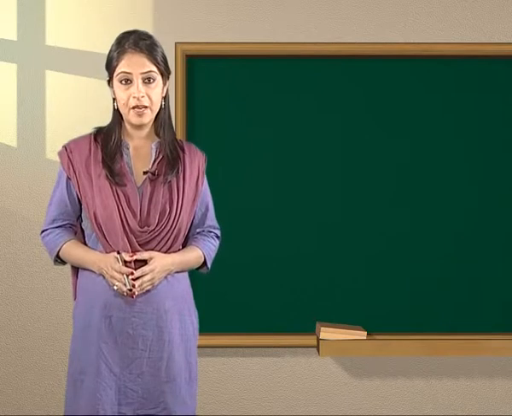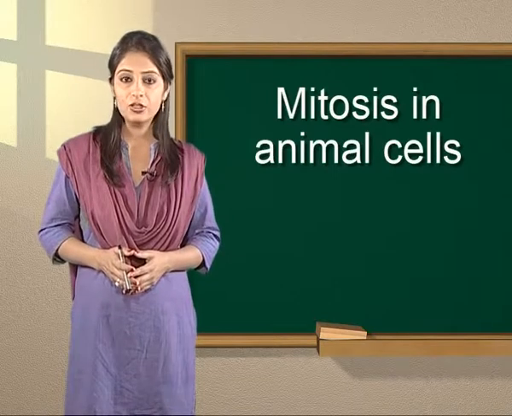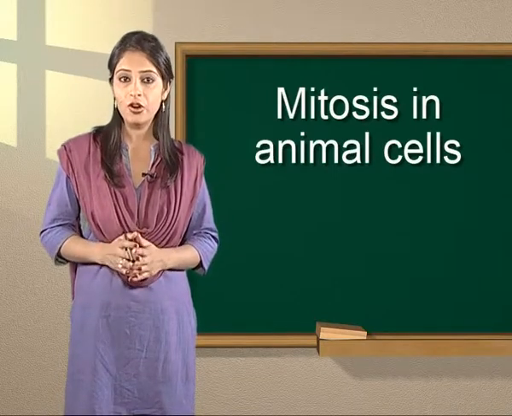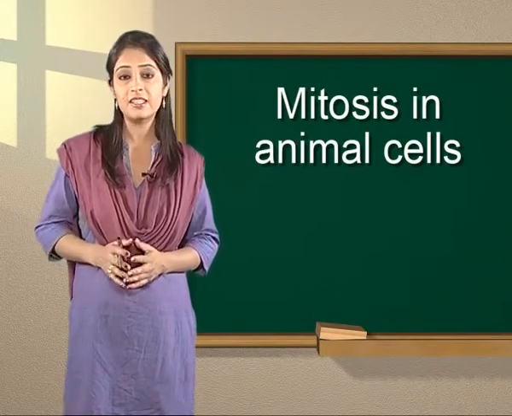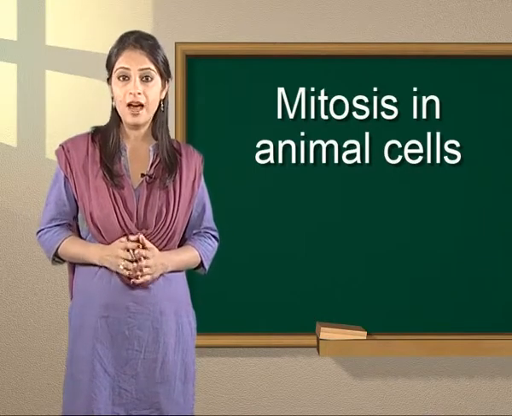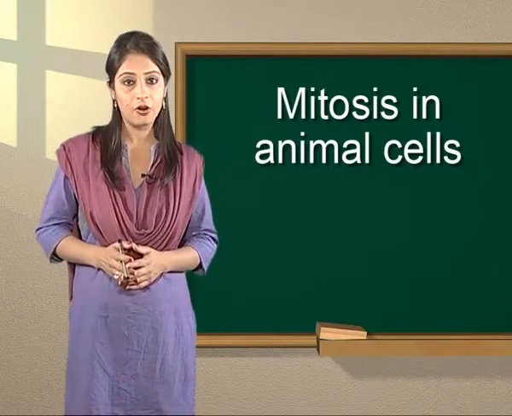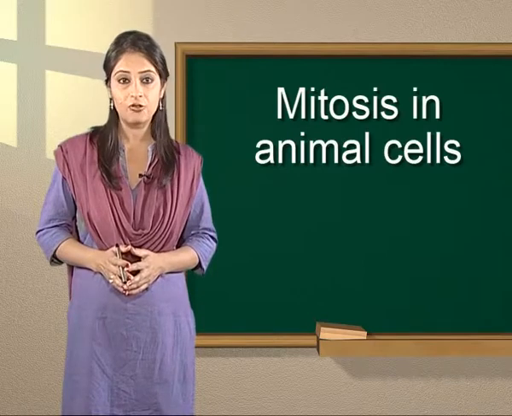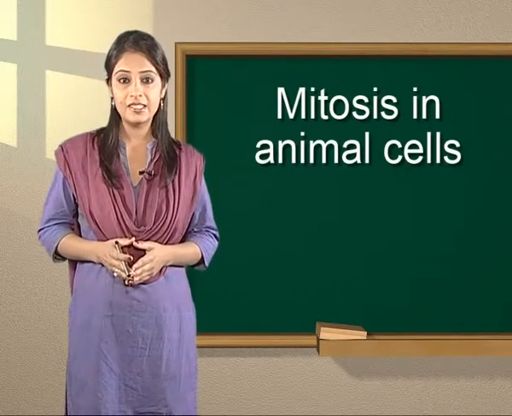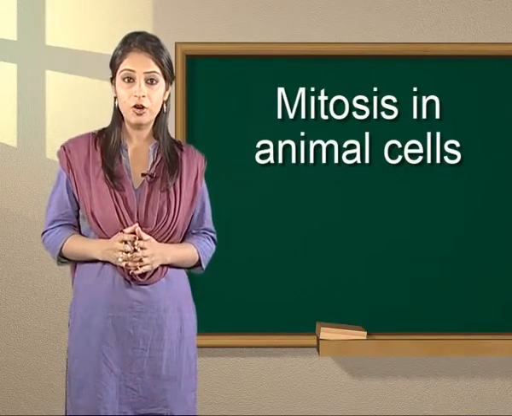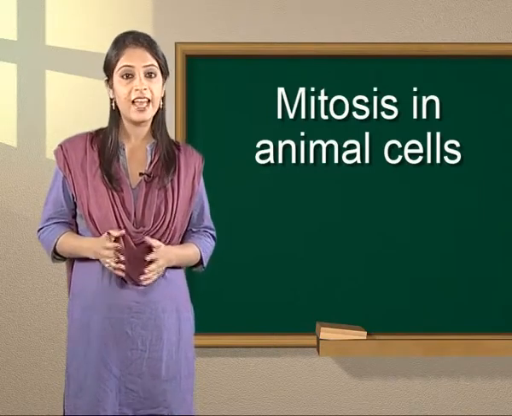Now in the next experiment, we will see stages of mitosis in animal cells. Although the process of cell division is more or less similar to that of plant cell division, there are still certain differences between mitosis of plant cells and animal cells. We will discuss these differences later after studying various stages of mitosis in animal cells. So, let us prepare a temporary slide of cells taken from a white fish blastula to study the various stages of mitotic cell division in animal cells.